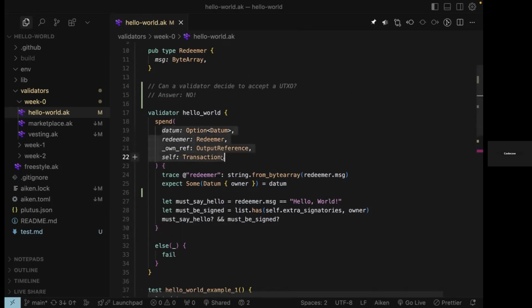These guys right here, datum, redeemer, own reference, transaction, where are they coming from? I can see that these guys are being used in the logic, but who is providing them? Where are they coming from? Are they all part of the transaction? This part I need clarity on. Do you have clarity, either of you?